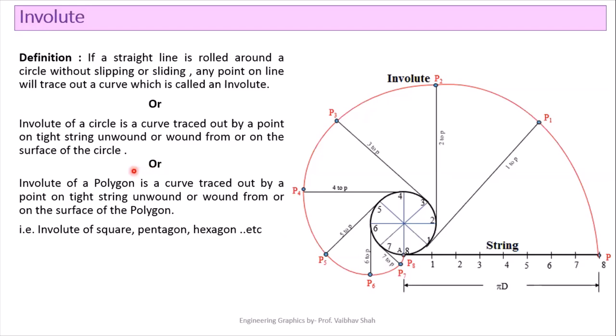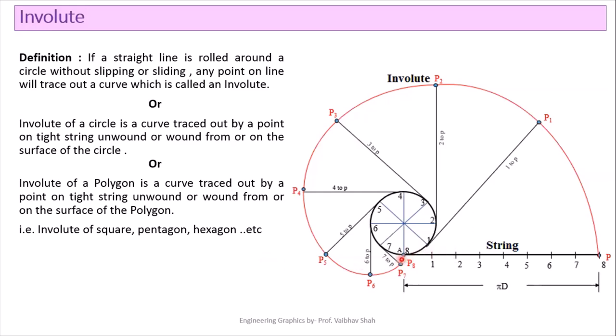Now one more definition for the involute. Involute of a polygon is a curve traced out by a point on a tight string unwound from or wound on the surface of a polygon. We might have an involute of a square, pentagon, hexagon, etc. If we replace this circle by any shape like a square, pentagon or hexagon, and follow the same procedure of winding or unwinding the string, we'll have the same type of curve, known as the involute of a polygon. Now let us understand a few of the nomenclatures of a polygon.